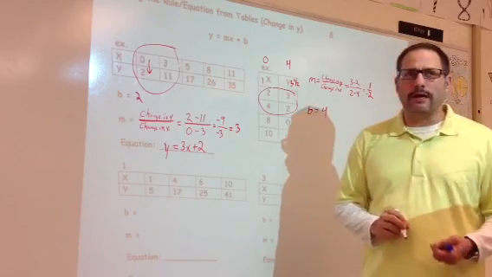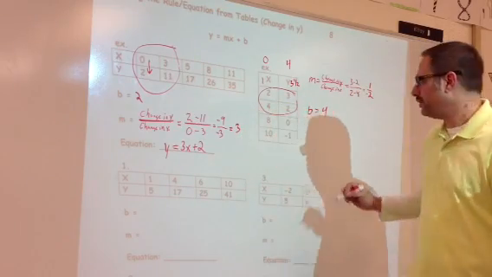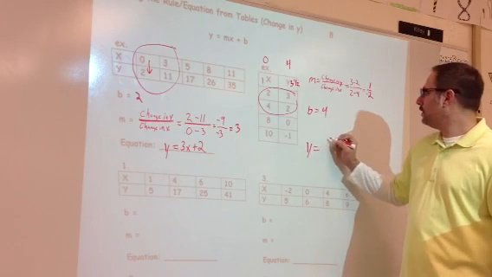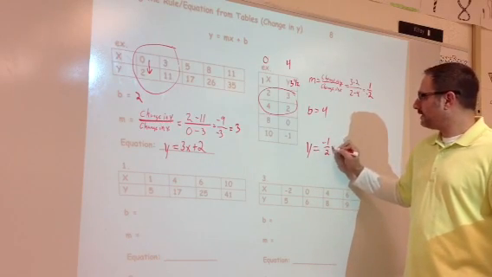So as soon as you have your m, as soon as you have your b, you can write your equation. y equals negative 1/2 x plus 4.